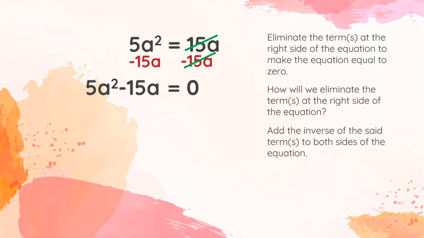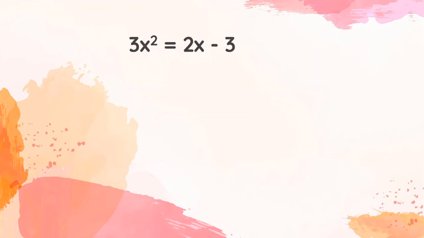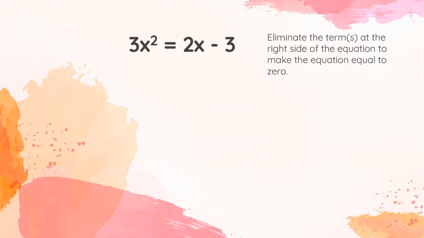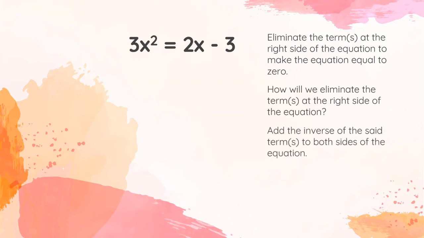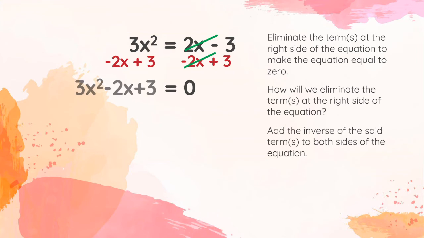Another example para mas maging malinaw. Mamaya kasi gagawin natin to sa pagsosolve ng word problems. So, 3x squared equals 2x minus 3. Dalawang terms ang nasa right. Silang dalawa ang babasihan nyo ng additive inverse. So, ang inverse ng 2x ay negative 2x at ang inverse ng negative 3 ay positive 3. So, both sides dapat i-add. 2x minus 3 has been eliminated and our equation set equal to 0 is 3x squared minus 2x plus 3 equals 0.